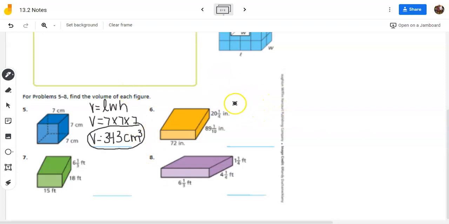Number 6, finding volume of a rectangular prism. So V equals length times width times height. V equals, and we're just going to multiply these numbers together. It really does not matter which way you put the numbers in because you're multiplying and you can do whichever way that you need to.